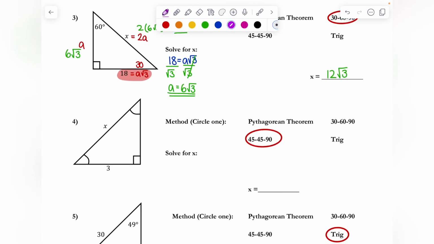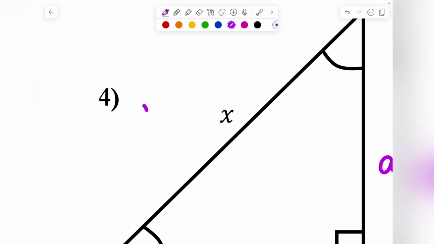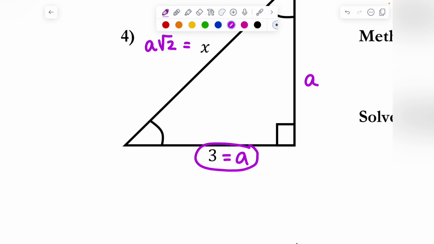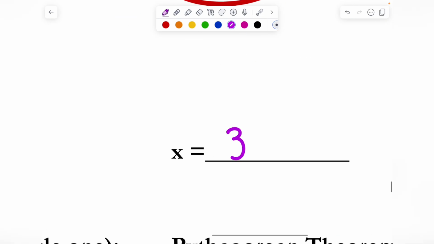All right, 45, 45, 90. So the formula is A root 2. So this one's nice and easy because I know this side is 3, which means this side has to be, I'm just plugging in 3 for A. So it's 3 with a root 2, and that's my answer for X.